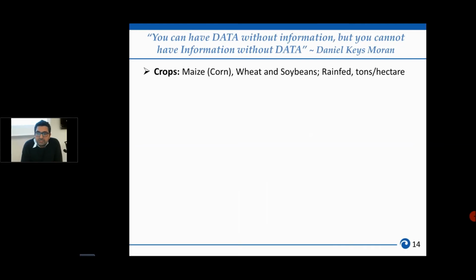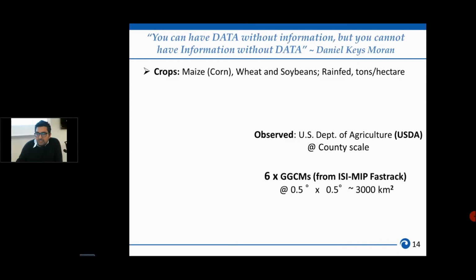We focused on three rain-fed crops: maize, wheat, and soybeans. We look at the annual yields in tons per hectare. The observed data comes from the US Department of Agriculture, USDA, and this is aggregated to county scale. And the data from the crop models that we utilize come from the ISIMIP fast track, the ISIMIP crop modeling simulation that I mentioned earlier.